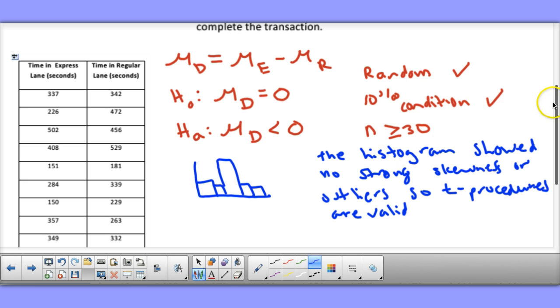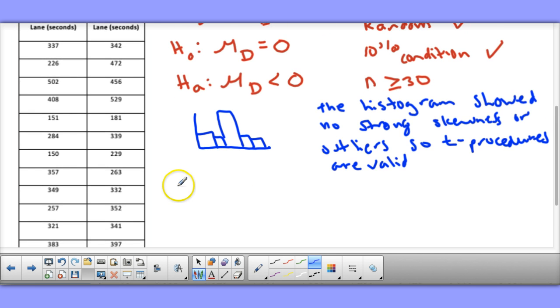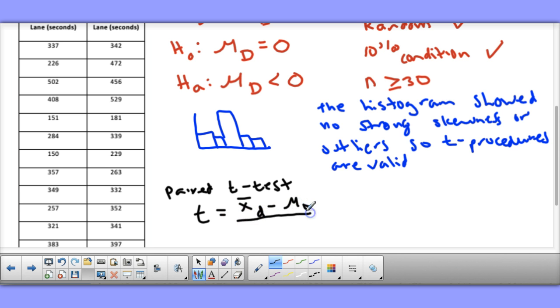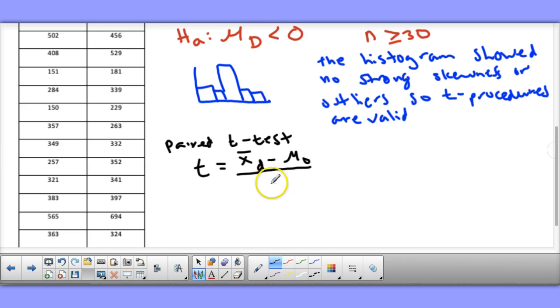Alright, so now we're going to calculate our test statistic. We're doing a paired t-test, so I'm naming the test. But the interesting thing is for a paired t-test, we're going to use the exact same formula that we did for a one sample t-test. We're going to do our sample mean differences minus our hypothesized mean difference, and then divide it by the standard deviation of the differences over the square root of our sample size.